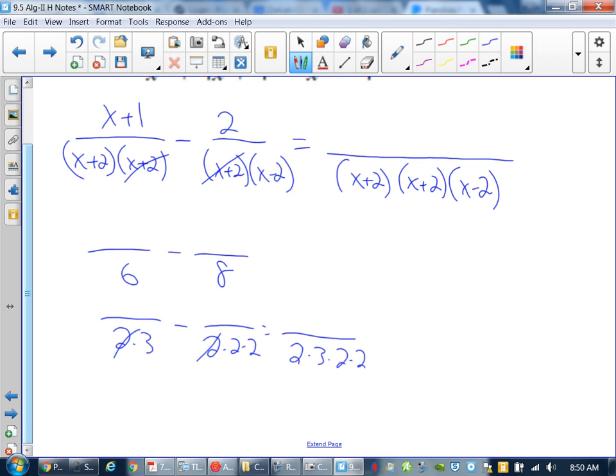It's the exact same thing with terms. You do the same thing. So, fraction on the left. It had an x plus 2 and an x plus 2. It was missing the x minus 2.